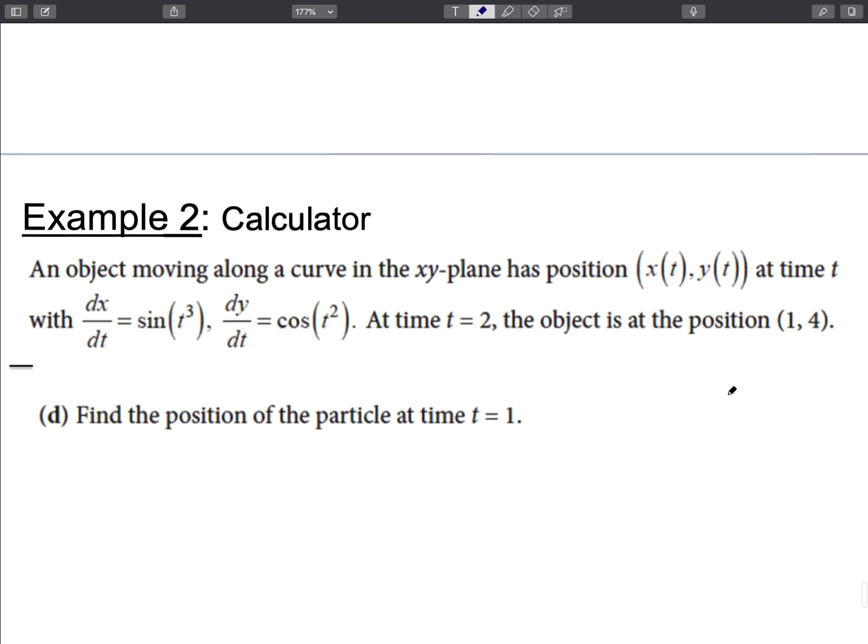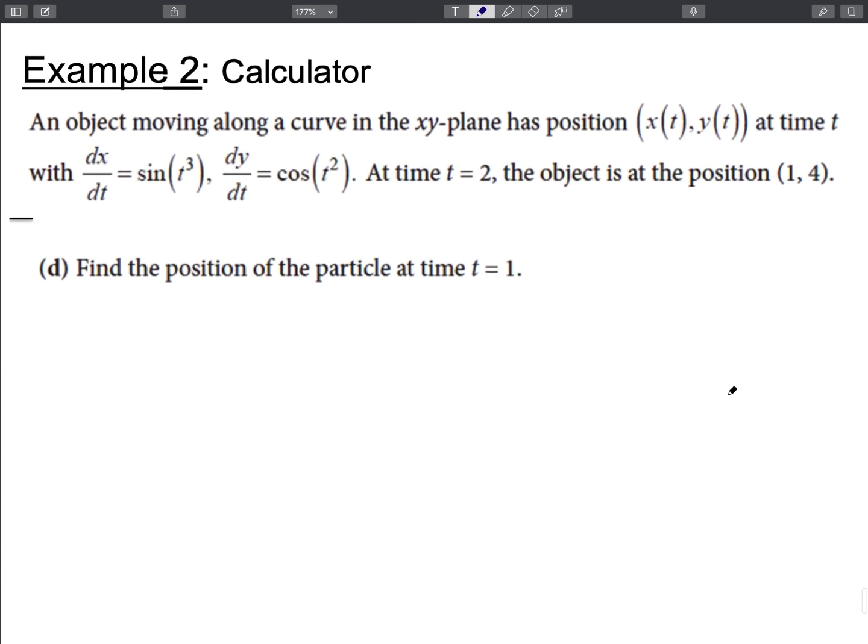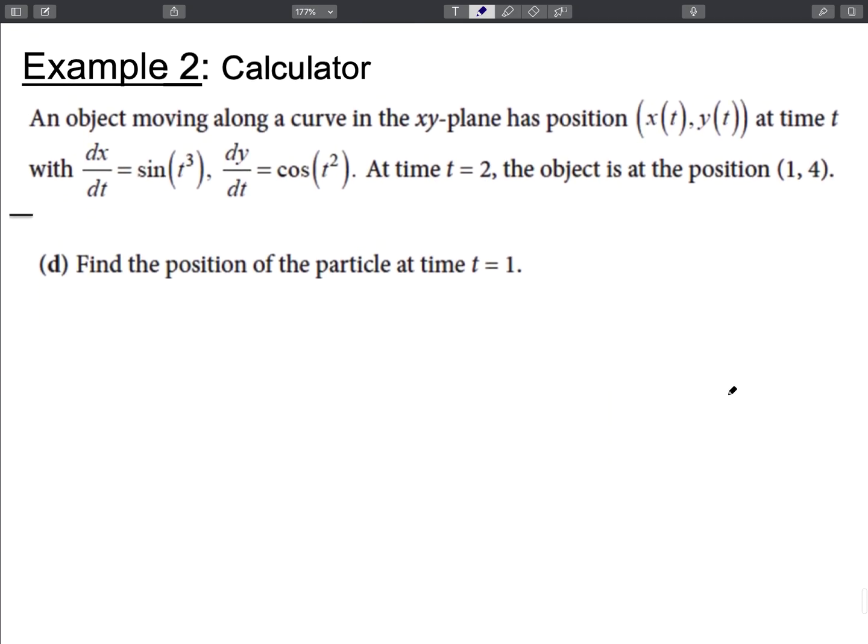The last one we have is find the position of the particle at time t equals 1. As we mentioned, we do have the velocity. If we have the velocity that's here, how can we get to position? We want to find it at t equals 1. Some people would say, don't we already know the position? Don't we already know the position is at (1, 4)? Anybody know why that wouldn't be the right answer? Well, that's the position at time t equals 2, and we're trying to find the position at time t equals 1. Notice we're trying to go back in time.